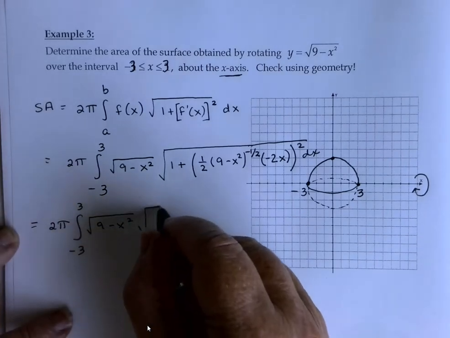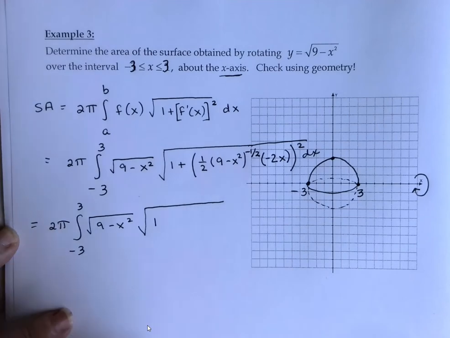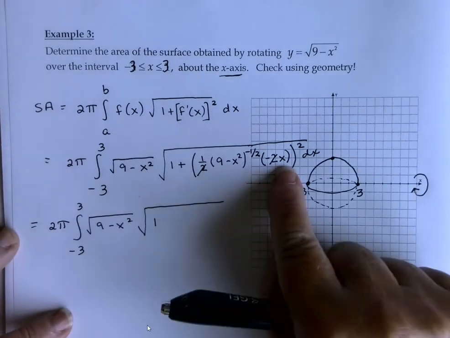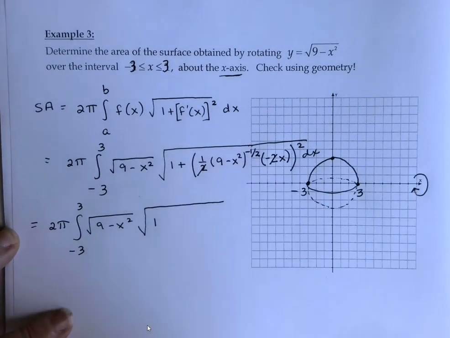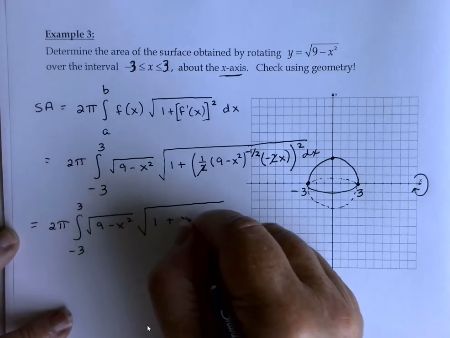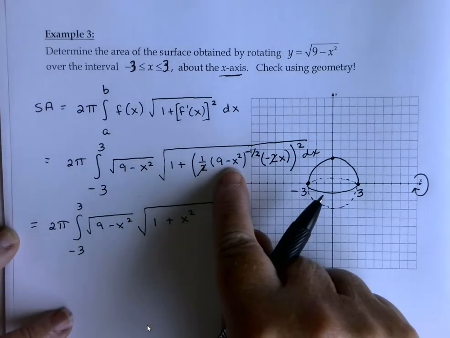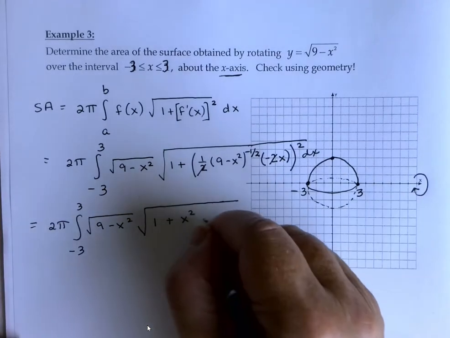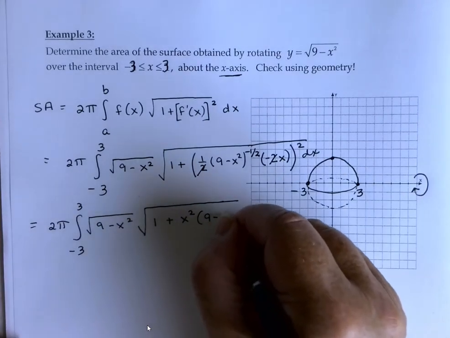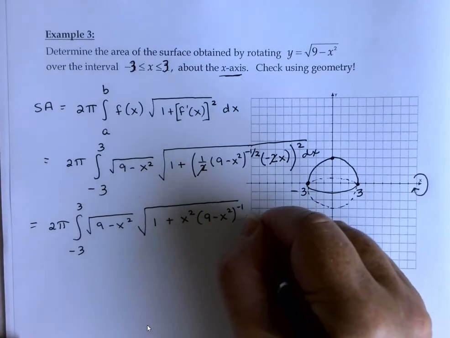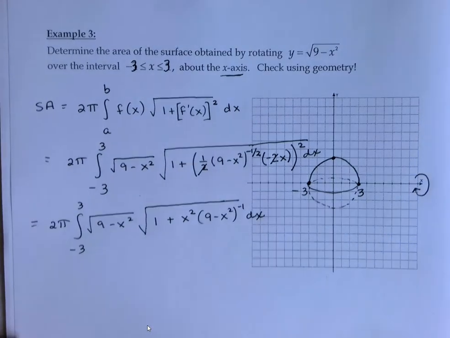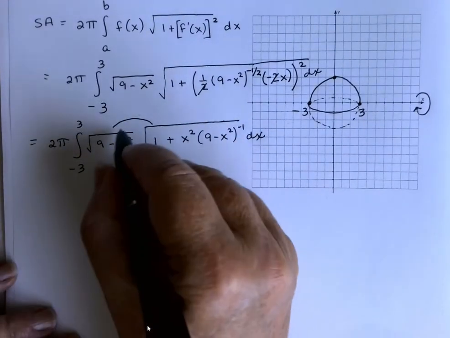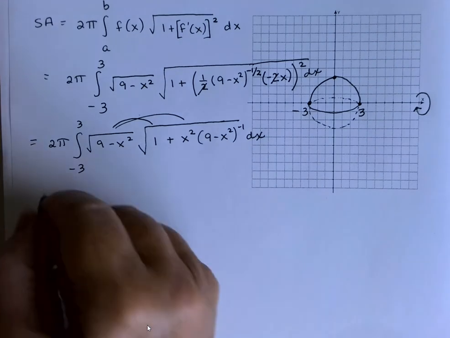All right, let's see what we've really got under that big radical. These 2's will cancel. And so when I square, I'll get a positive x squared times the 9 minus x squared, and multiplying these exponents, that's going to become a -1. dx. And then I'm going to go ahead and distribute this first radical into the big radical.